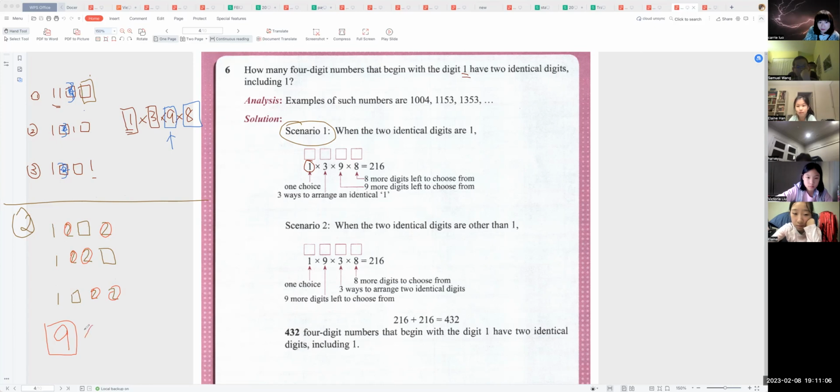Get it? And we're going to times 3 because for each of the 9 options we can have 3 different arrangements. So it's 9 times 3. And then we discussed about the number here because 1 number has been used. So there are only 8 options here. So it's 9 times 3 times 8. So the answer is also 216. So these two plus together equals 432. Understand?